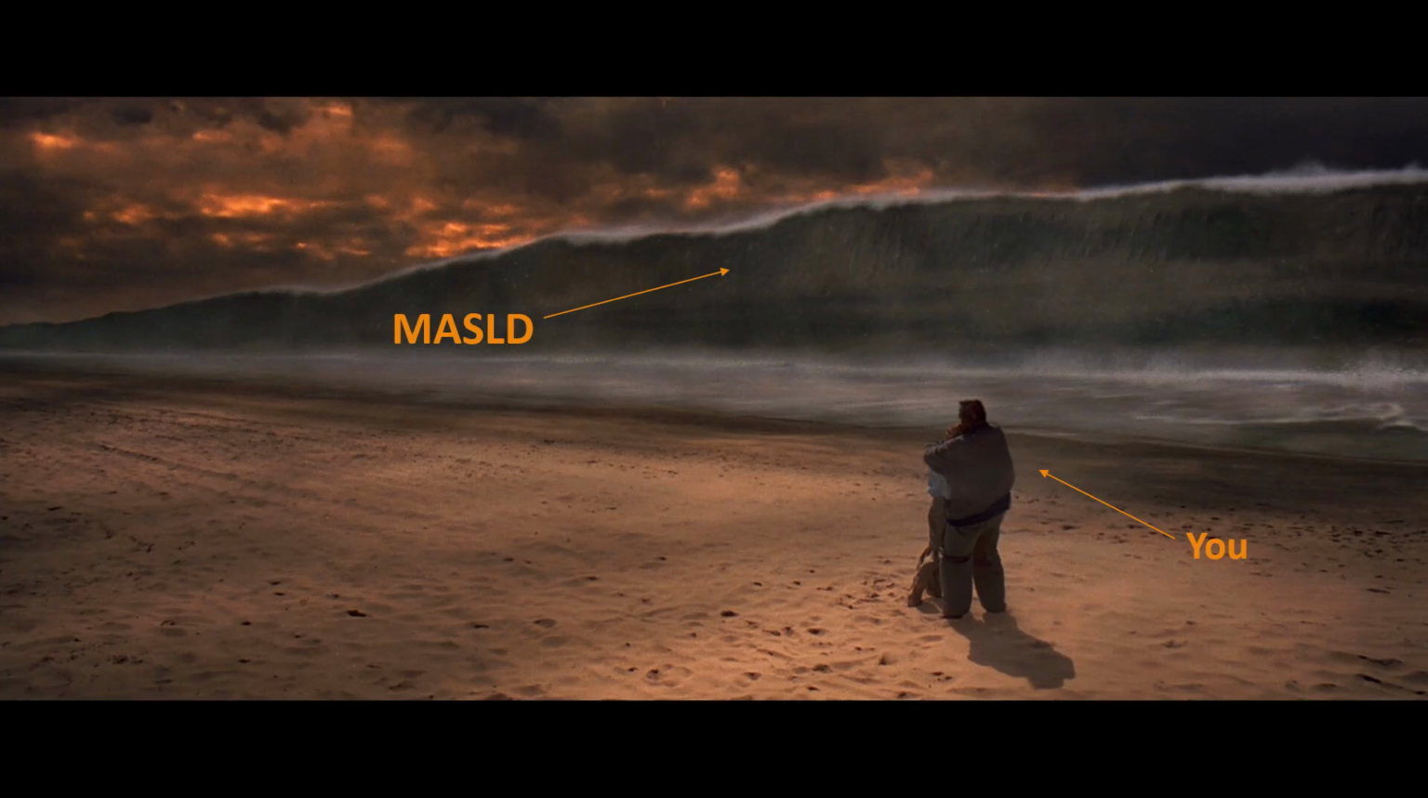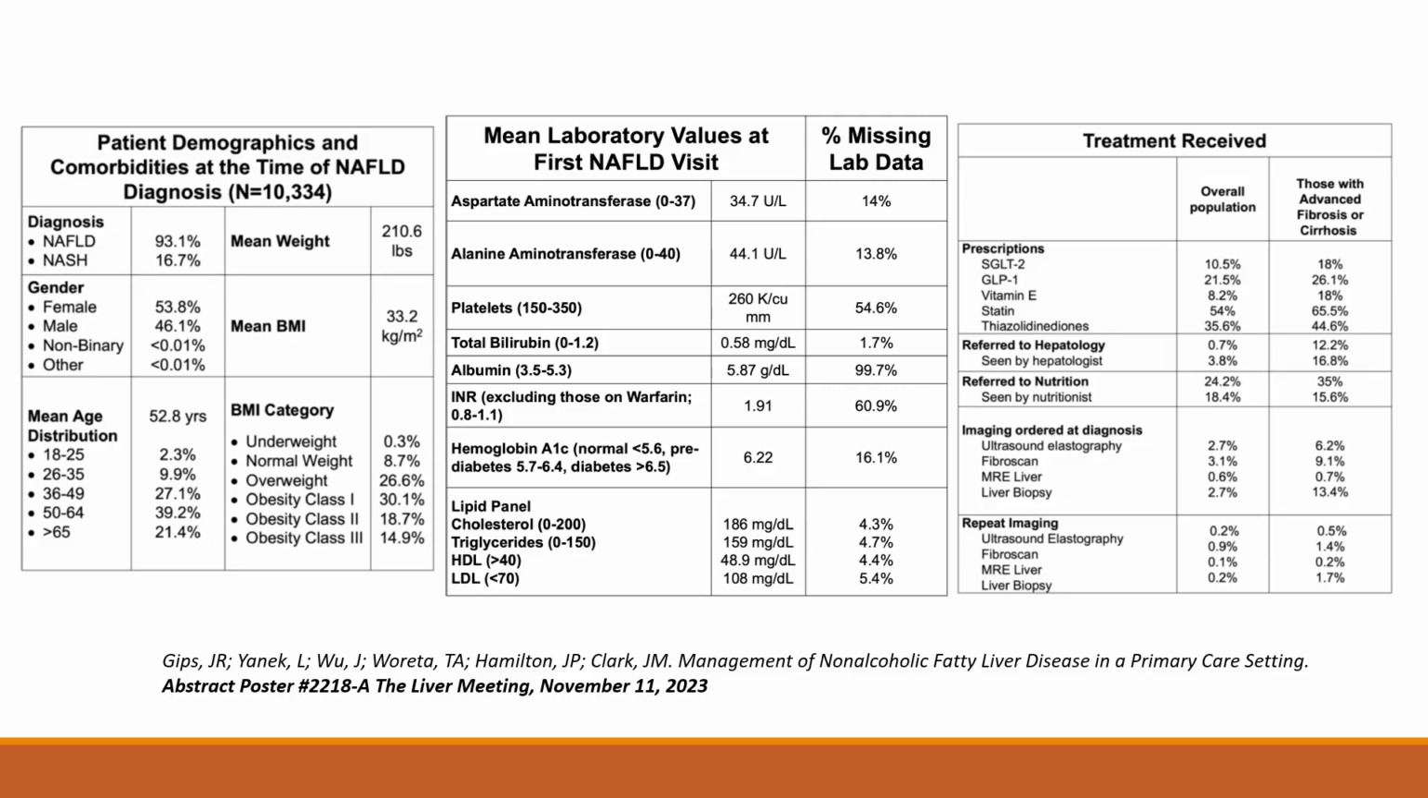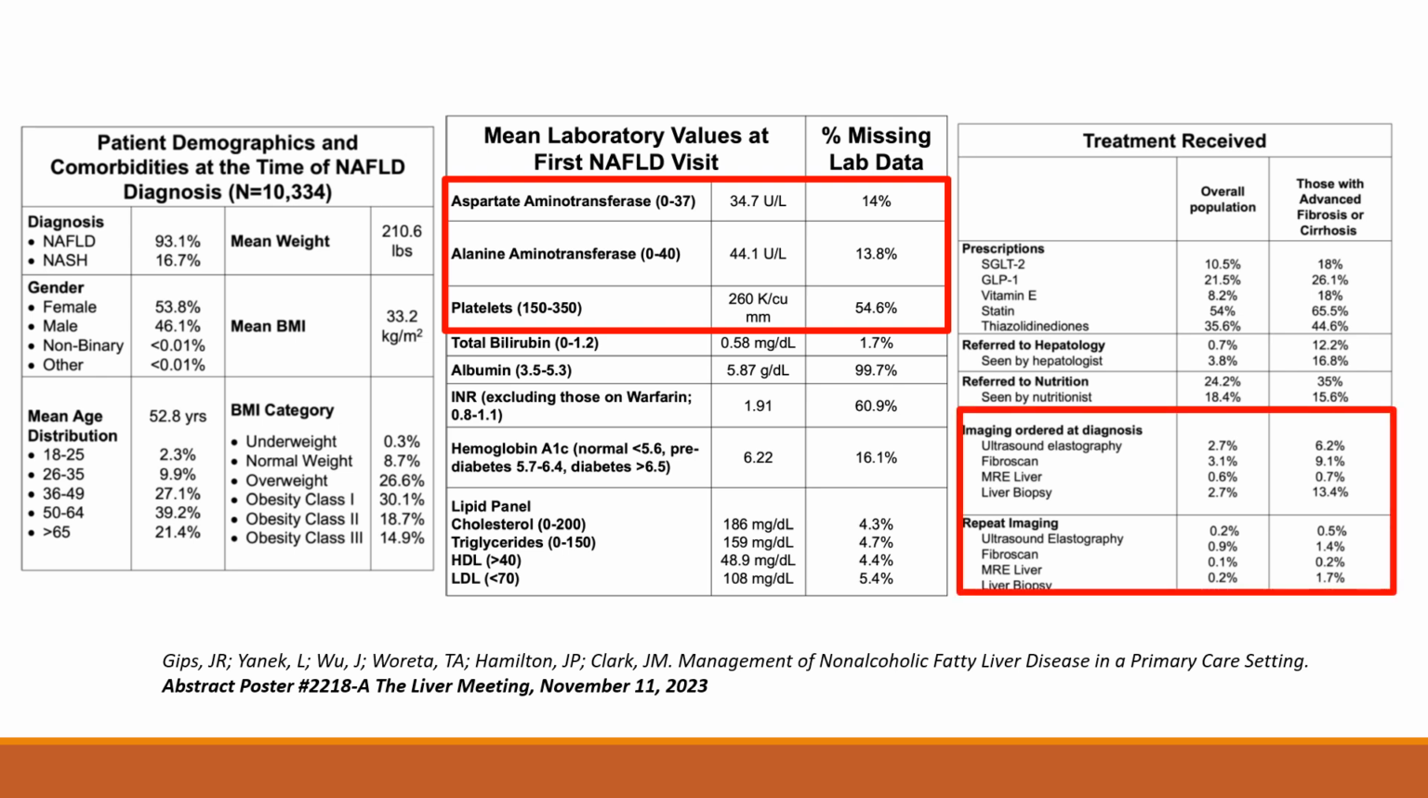So where do we stand as primary care physicians when faced with this tidal wave of MASLD? We are, after all, the first line of defense. A study from Johns Hopkins presented at the last liver meeting showed that the considerable number of patients carrying the diagnosis of MASLD and MASH seen in their primary care offices had insufficiently evaluated liver disease, and referral to specialty care was low even in those diagnosed with advanced liver disease.